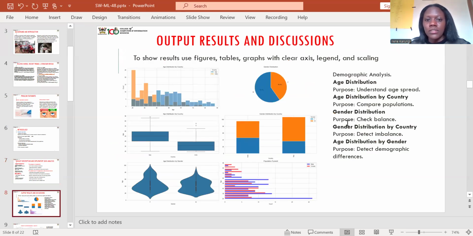The output results and discussions. These graphs show results using figures, tables, and graphs with clear axis, legend, and scaling. The first graph shows the age distribution, and its purpose is to understand the age spread. The second graph shows the age distribution by country, whereby its purpose is to compare populations. The third graph is about gender distribution, and its purpose is to check the balance. Then gender distribution by country, whereby its purpose is to detect imbalance. Then the age distribution by gender, whereby its purpose is to detect demographic differences.